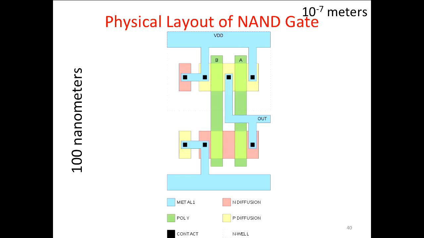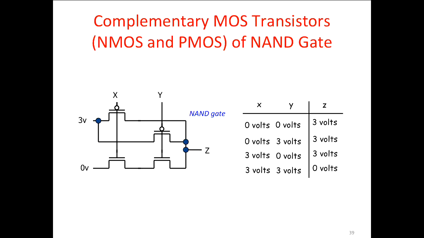So this is connecting to the source of this transistor here. This is one transistor in the NAND gate. This is the other transistor. Here's the other two. So if you go back to the schematic, there's 2 pull-up transistors and there's 2 pull-down transistors.